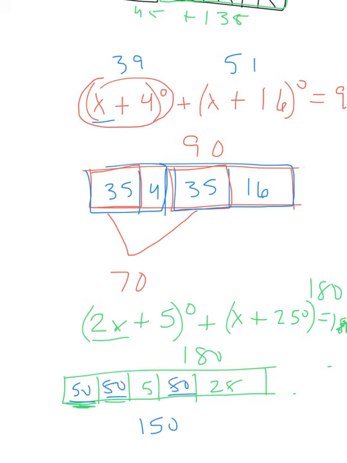So I know that the value of this angle is 50. Two 50s plus 5 would be 105. 50 plus 25 would be 75, because we know 105 plus 75 would be 180. So again, this is another way to think about it.